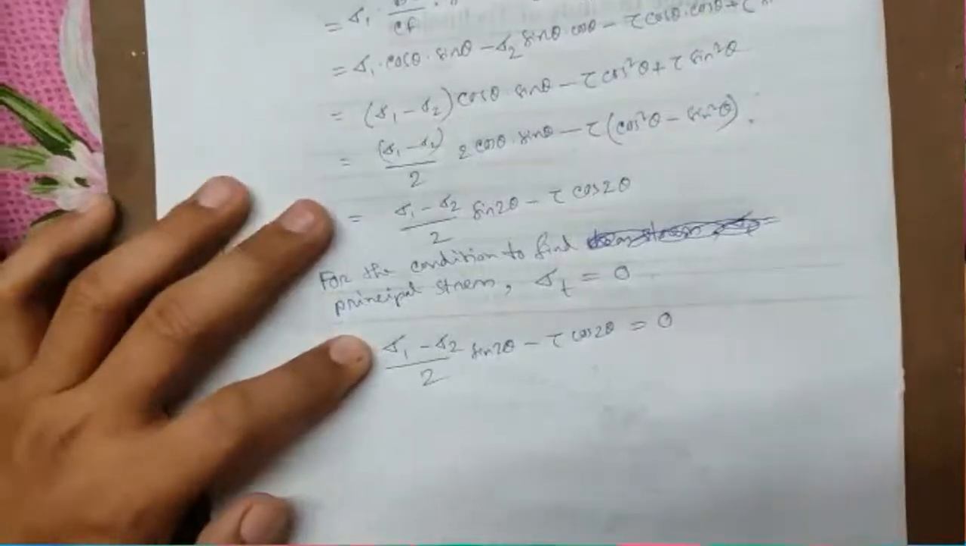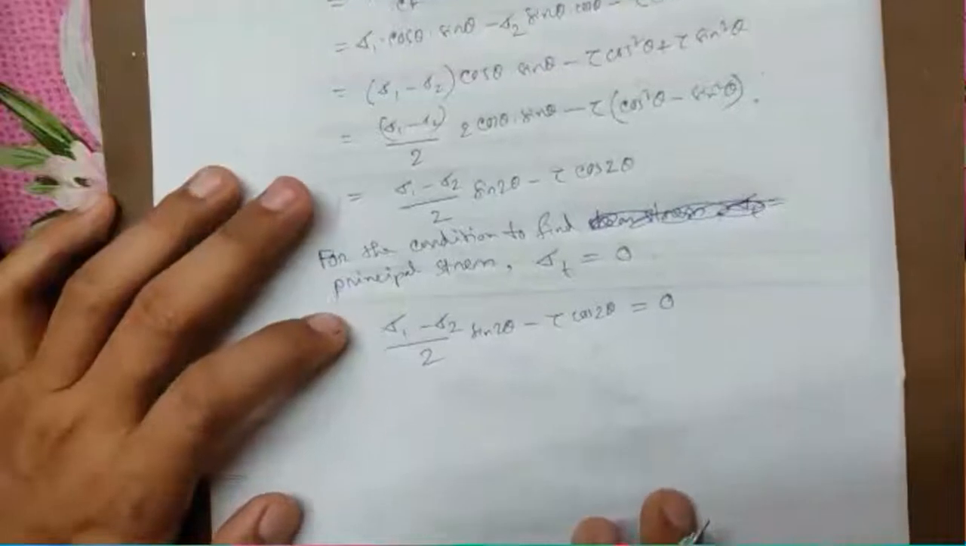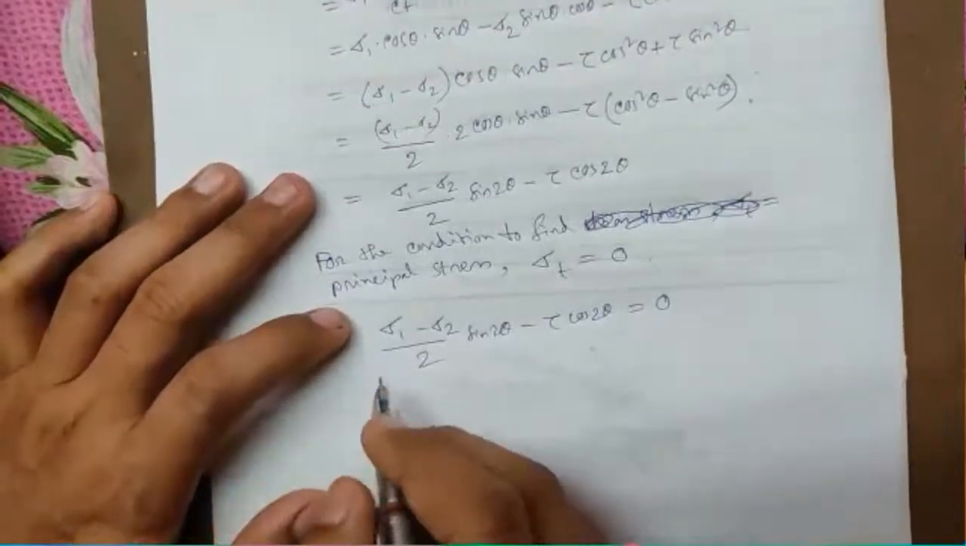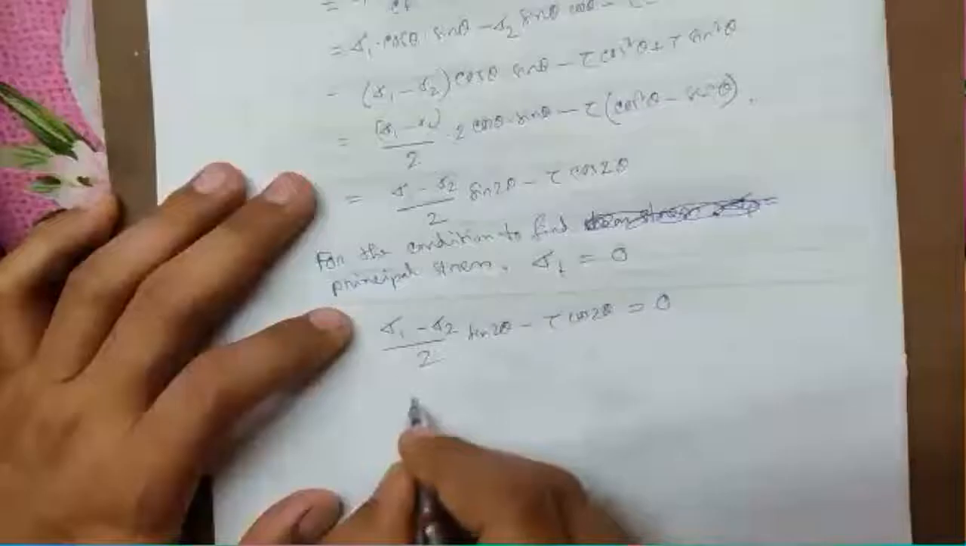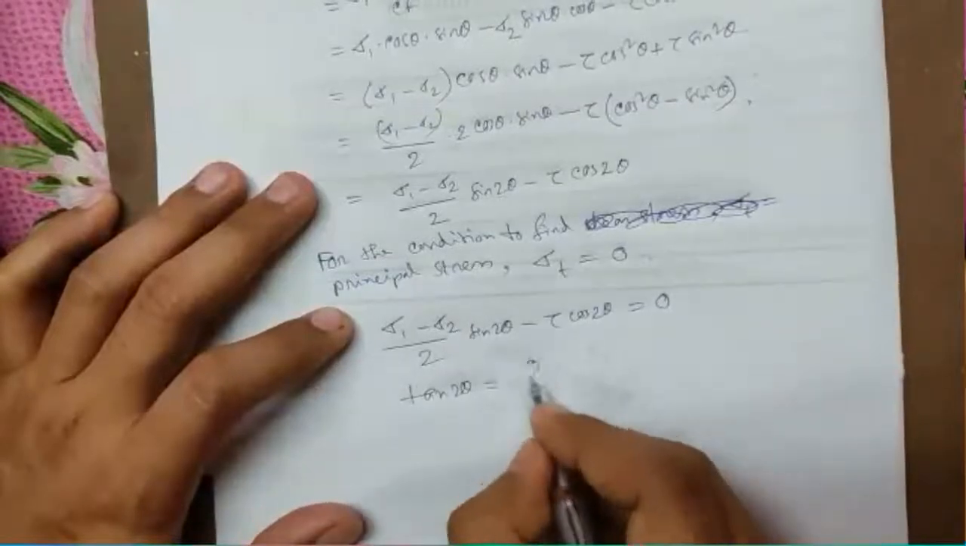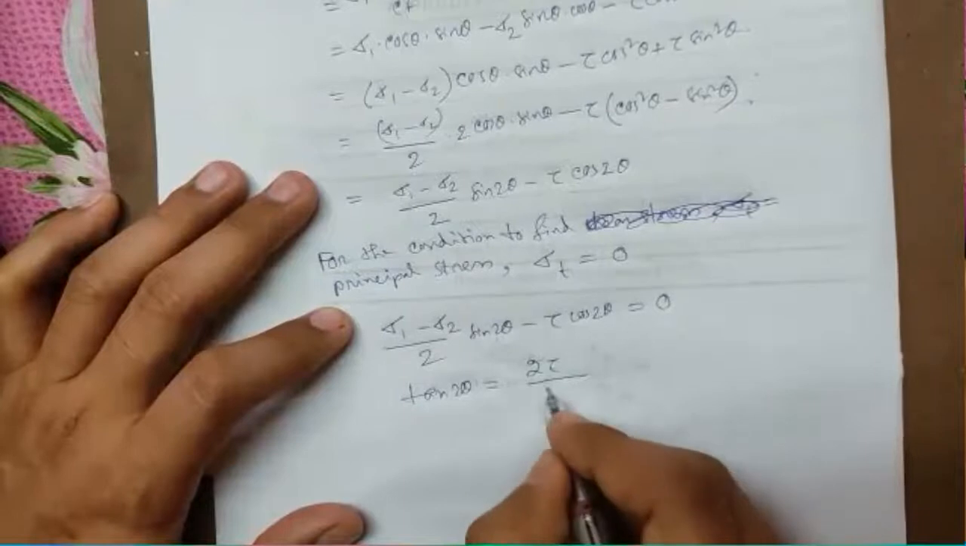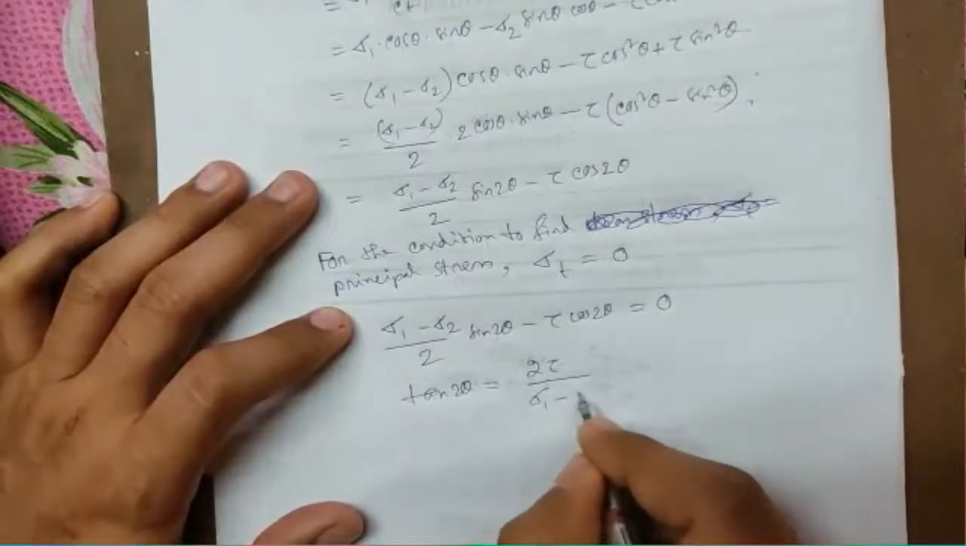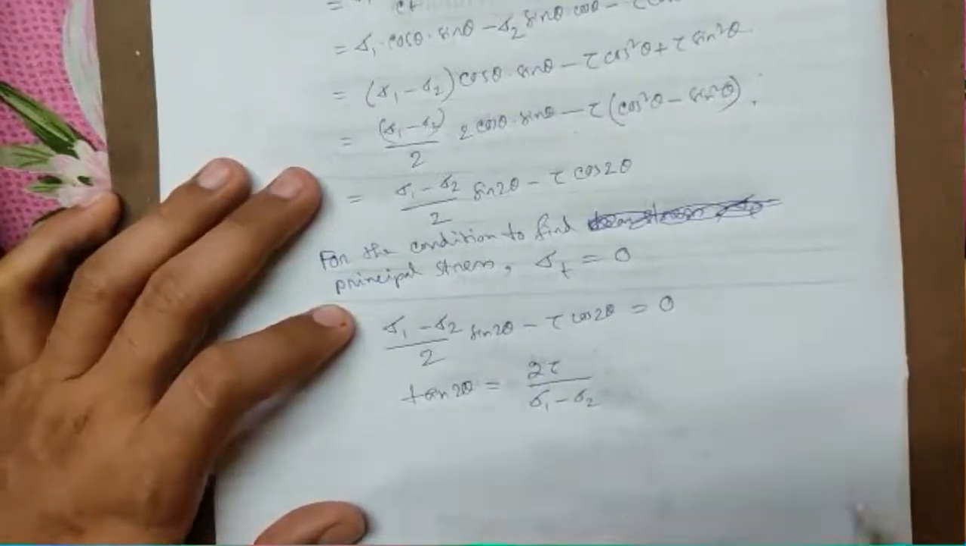So from this condition we can write that tan 2 theta is equal to 2 tau by (sigma 1 minus sigma 2).